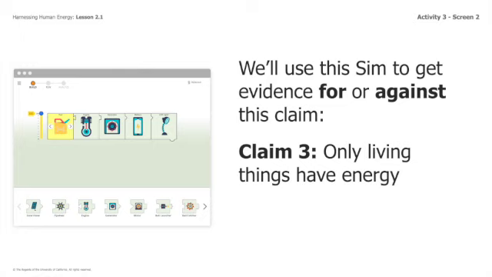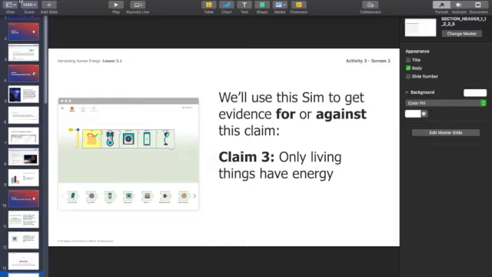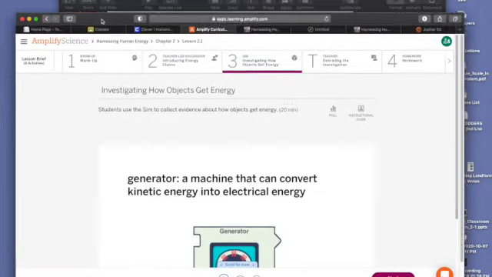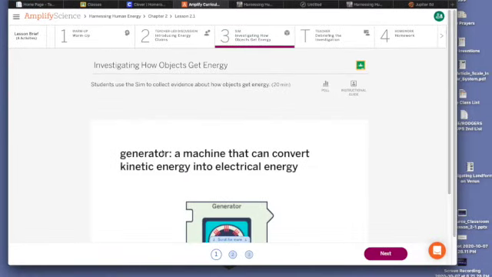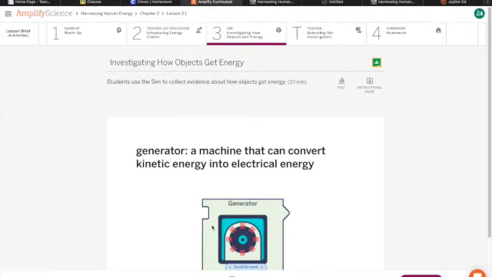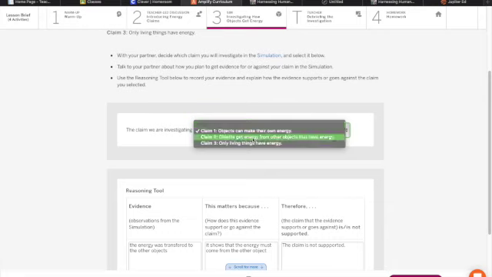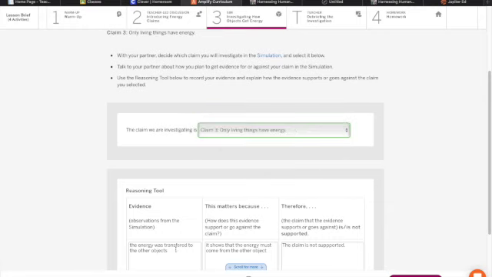For the demonstration, we will use the sim to get evidence for or against claim 3: only living things have energy. So I'm going to go into the simulator and then onto the Amplify website just to start and show you how you're supposed to continue. You will be investigating the other claims on your own or in your groups. So I'm on activity 3, and I said we were going to do claim 3.